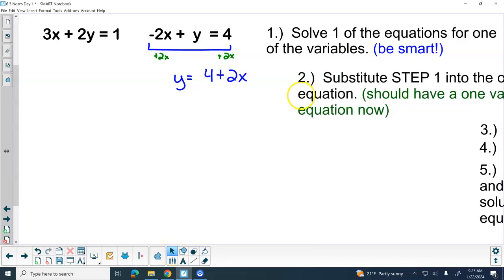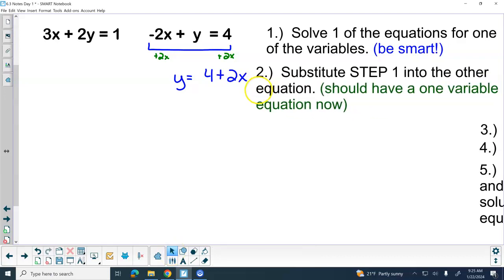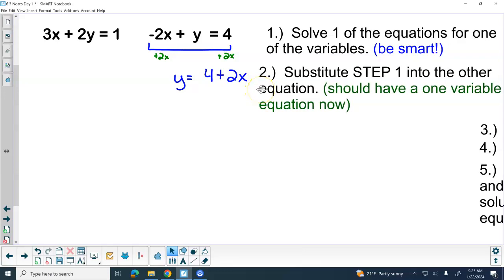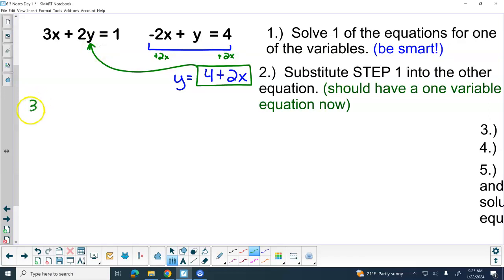Second step, we are going to substitute that. We're going to put what we just solved for into the other equation in place of that variable. So this is going to be 3x plus 2, and now instead of y, we're going to put 4 plus 2x. And that's going to equal 1.